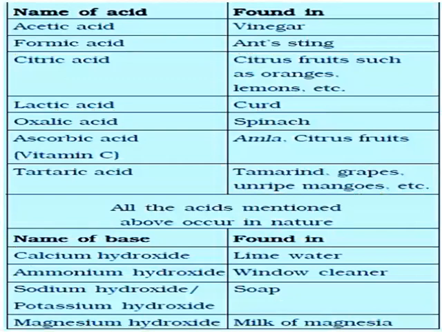Some of the acids in nature are organic acids. Similarly, some of the bases are in use in our daily life. This shows a list of acids and their natural sources. For example, lactic acid is in curd, oxalic acid is in spinach, ascorbic acid is in amla and citrus fruit, tartaric acid is in tamarind, etc.